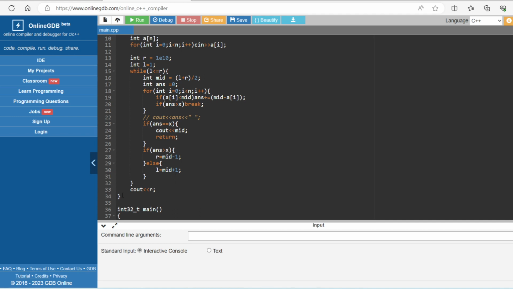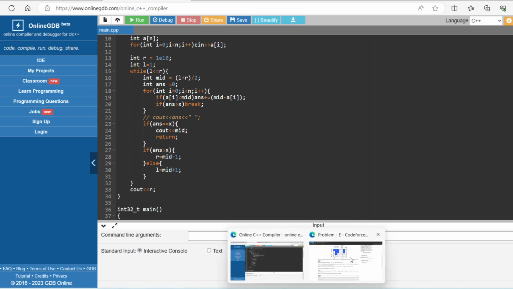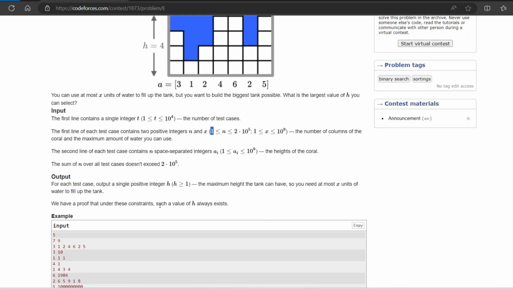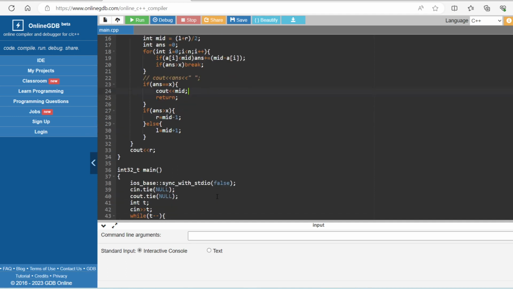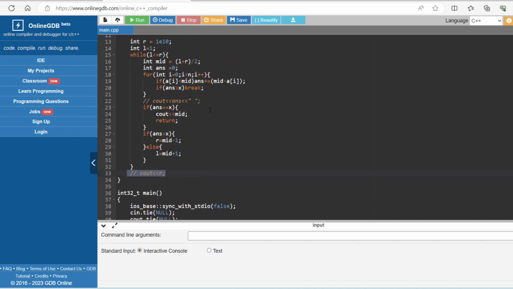As stated in the question, such a value of h always exists. So you could understand that this condition would never be executed. You could also omit it; I have added it just as a precaution. If the while loop is exited, it would mean that l is greater than r, and r would be storing the value where the answer was less than or equal to x. That was just the edge case. You could also remove this line; it's practically useless. This is an accepted solution.